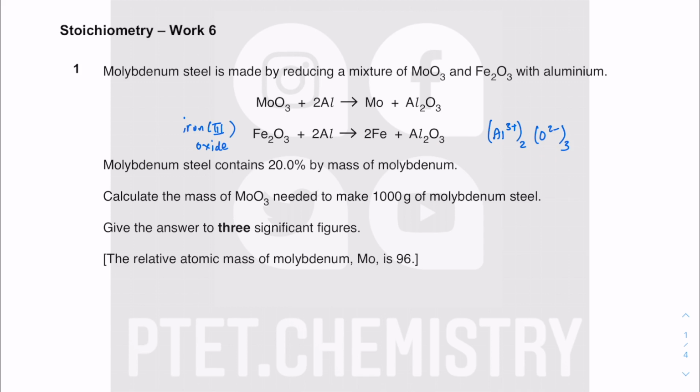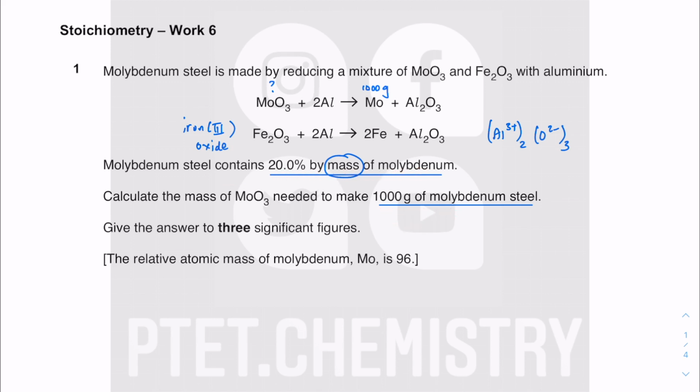Alright, so this molybdenum steel contains 20% by mass, not by mole but by mass, and you want to get 1000 gram of molybdenum steel. So you want 1000 gram of these, but you don't know how much mass of these do you want. And you know the molybdenum steel contains 20% by mass of molybdenum.